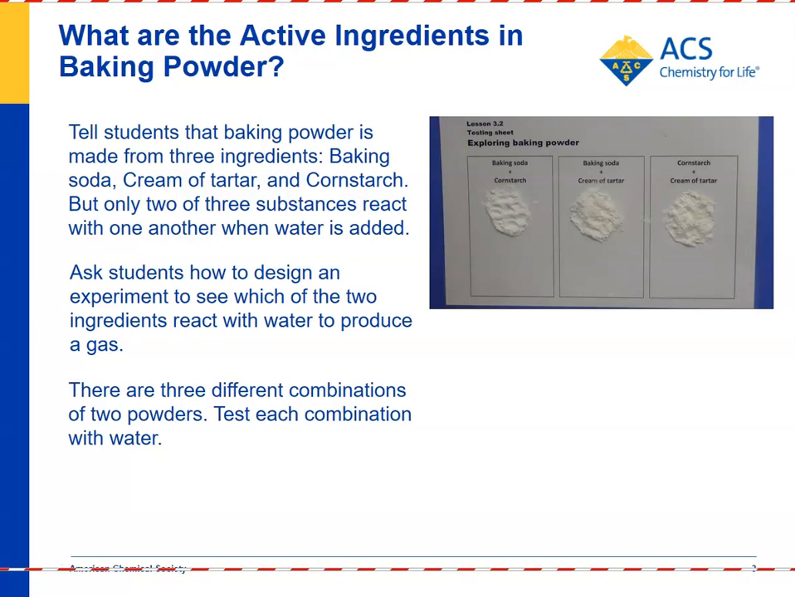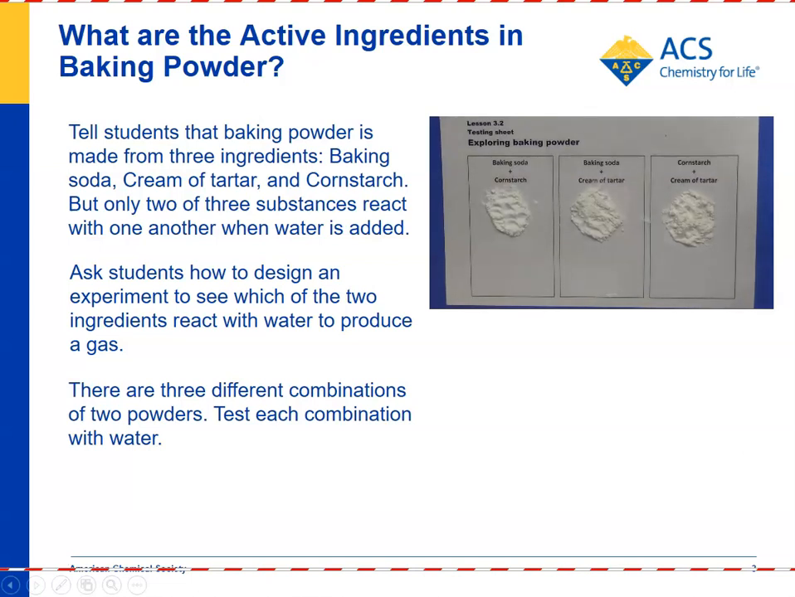Each one contains 2 of the different components in baking powder. One is baking soda plus cornstarch, the other is baking soda plus cream of tartar, and the third is cornstarch plus cream of tartar. And you would go over this with students so they understand that those are all the possible combinations of 2 powders when they started off with 3. So let's see what happens.